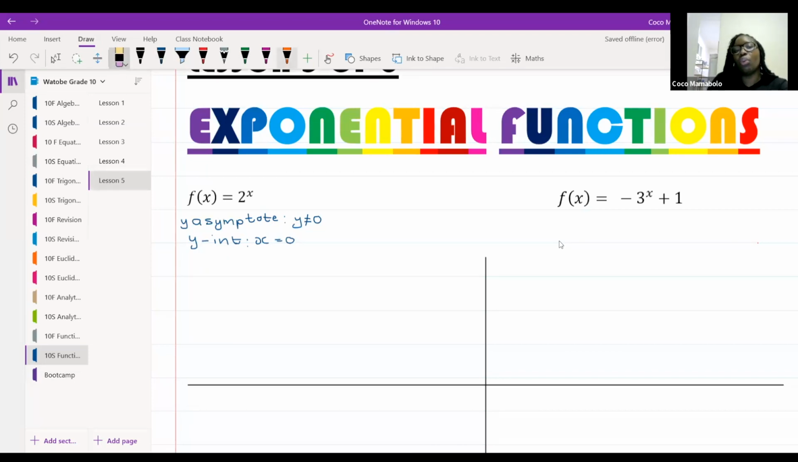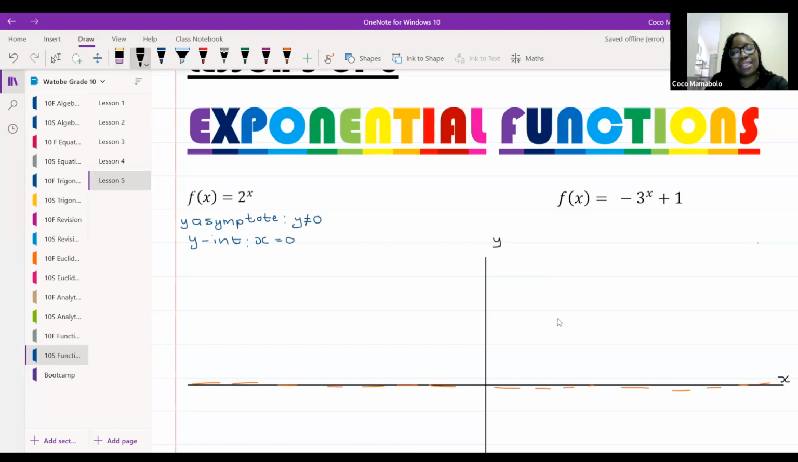All right. So what that means is my graph cannot touch the x-axis. It's my horizontal asymptote. So my graph cannot touch this part here. Now, the next thing we're going to do, guys, is we're going to look for the y-intercept.